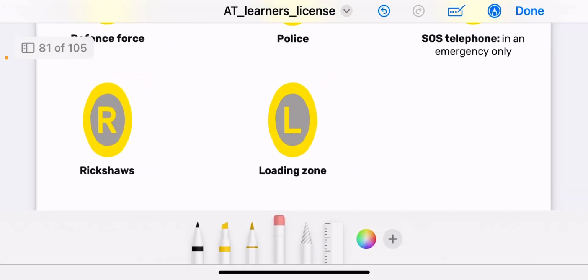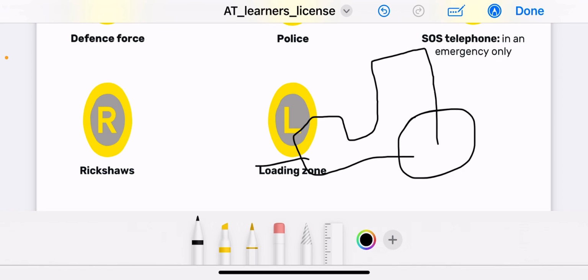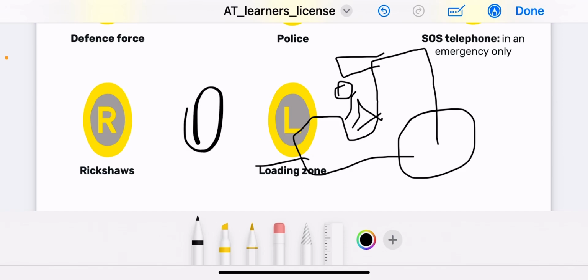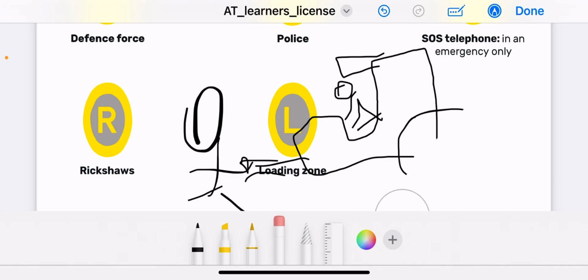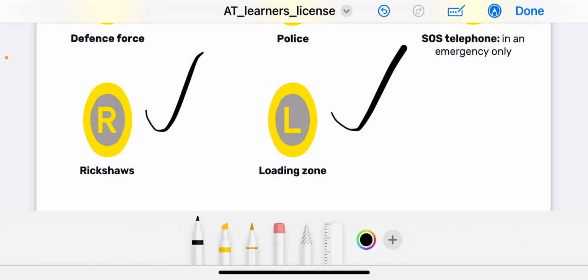If you don't know a rickshaw, when you are in Durban, you'll find these people going with things like these. It has a little shelter here, and you are sitting here, and this is the person holding this thing, pulling you. You'll find them by the beach normally, rickshaws. So this is reserved for this, reserved for that.